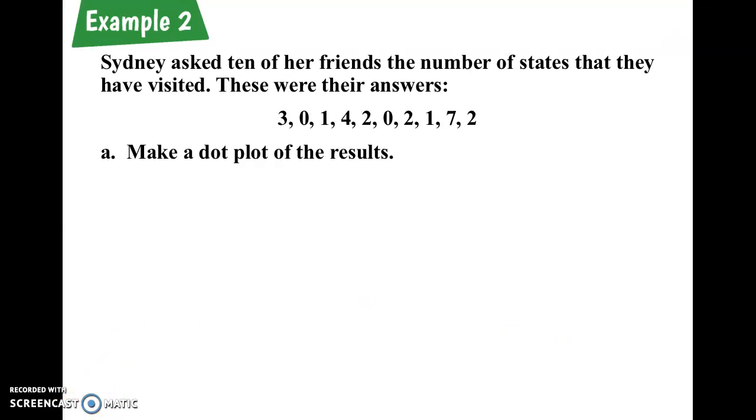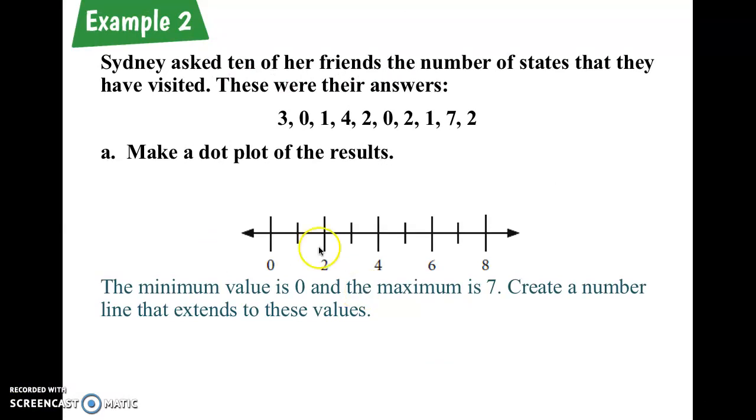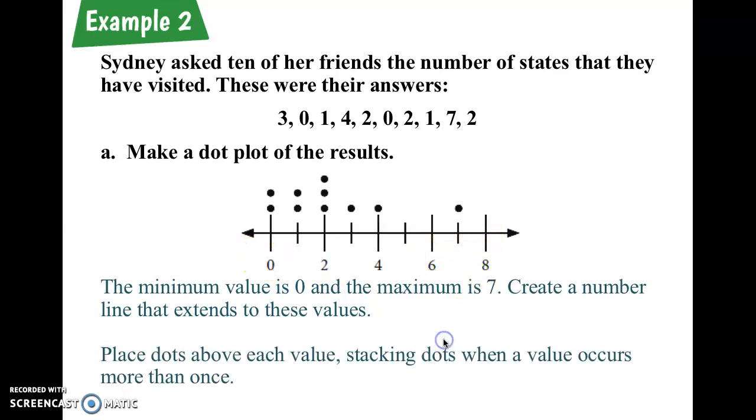Example number 2. Sydney asked 10 of her friends the number of states they have visited. These were their answers. So A wants us to make a dot plot using this data. We're going to start a number line with 0. Our largest number is 7, so you could go 0 to 7, or you could just add an extra one. Place a dot over each value. So I would start with a 3, put a dot over 3, then 0, 1, 4, 2, 0, 2, 1, 7, 2. Your dot plot should look like this.